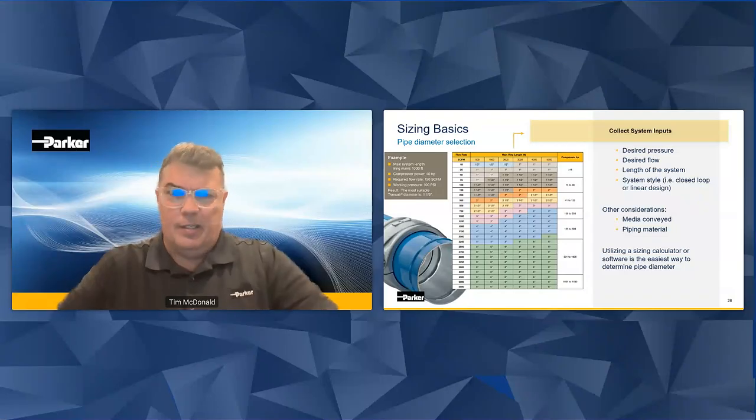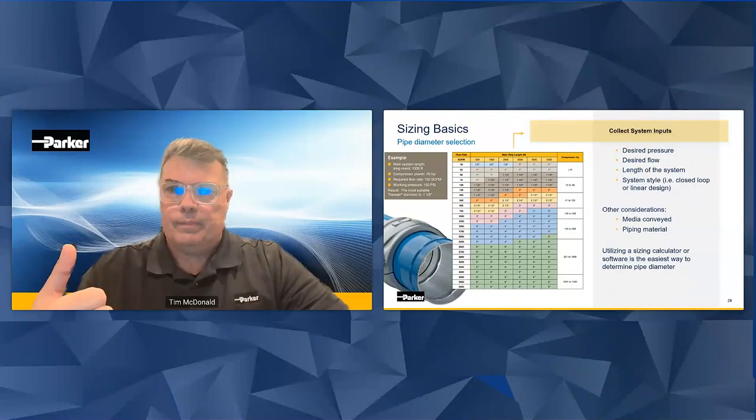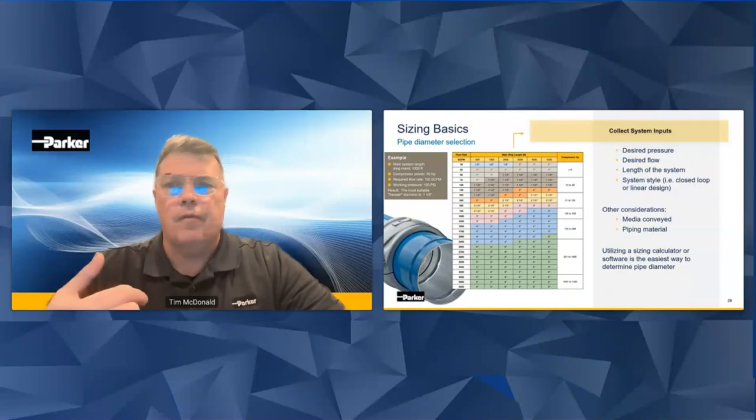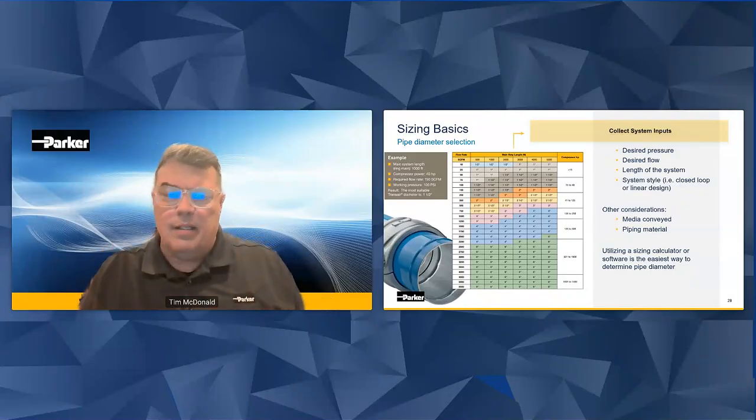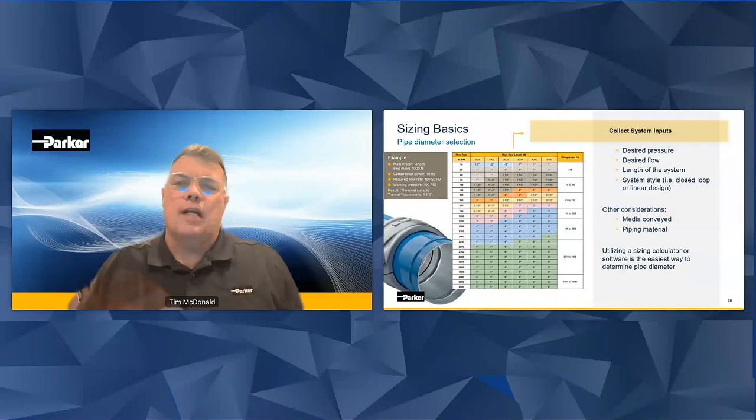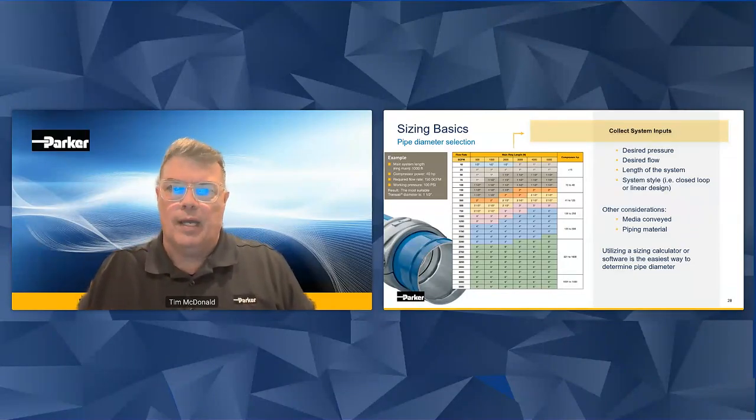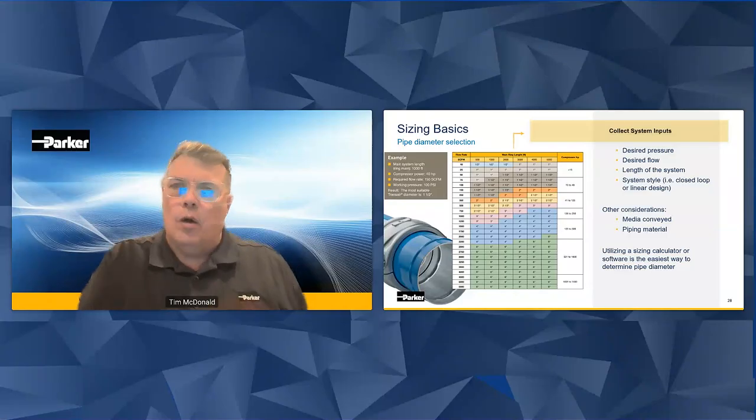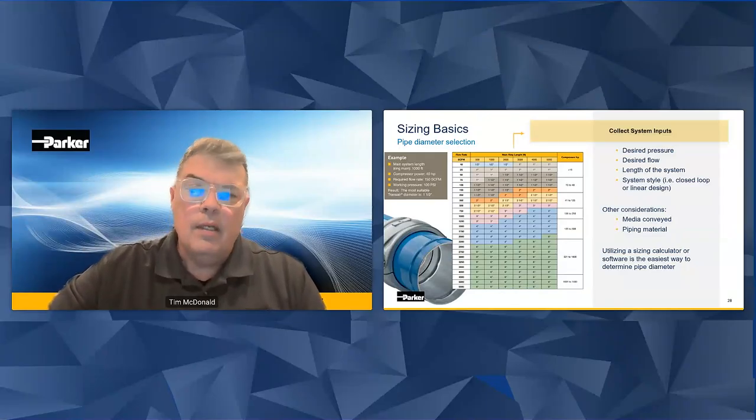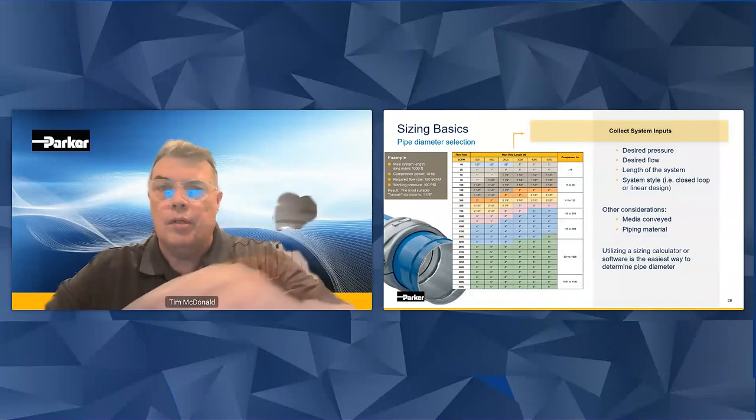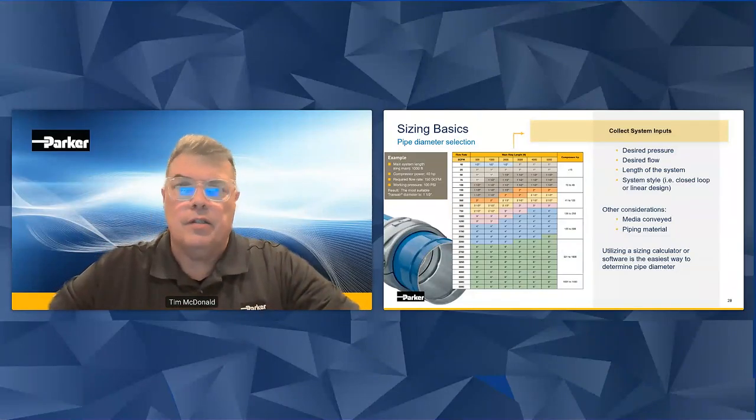Other considerations, what are we conveying? Is it compressed air? Is it some sort of inert gas? Is it going to be a vacuum system, right? The other side of the equation. There are sizing calculators and software to easily calculate this for you. So set your design parameters, understand what you want, go ahead and start playing with these sizing calculators. And I think you'll find that you can quickly come up with the right size pipe that will best work for all of the inputs you're going to need in your system.